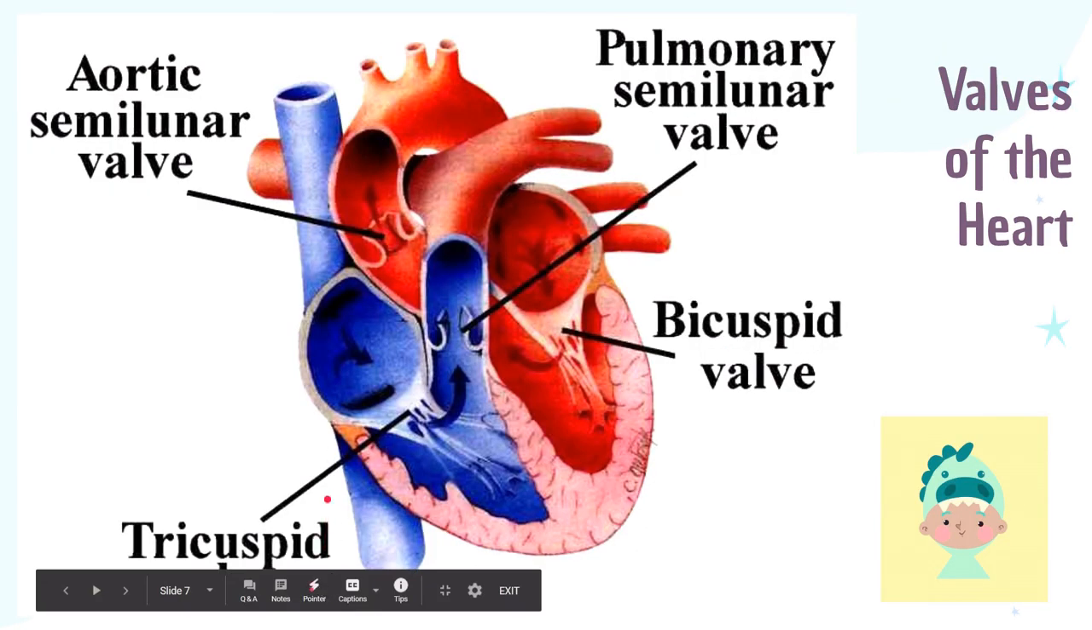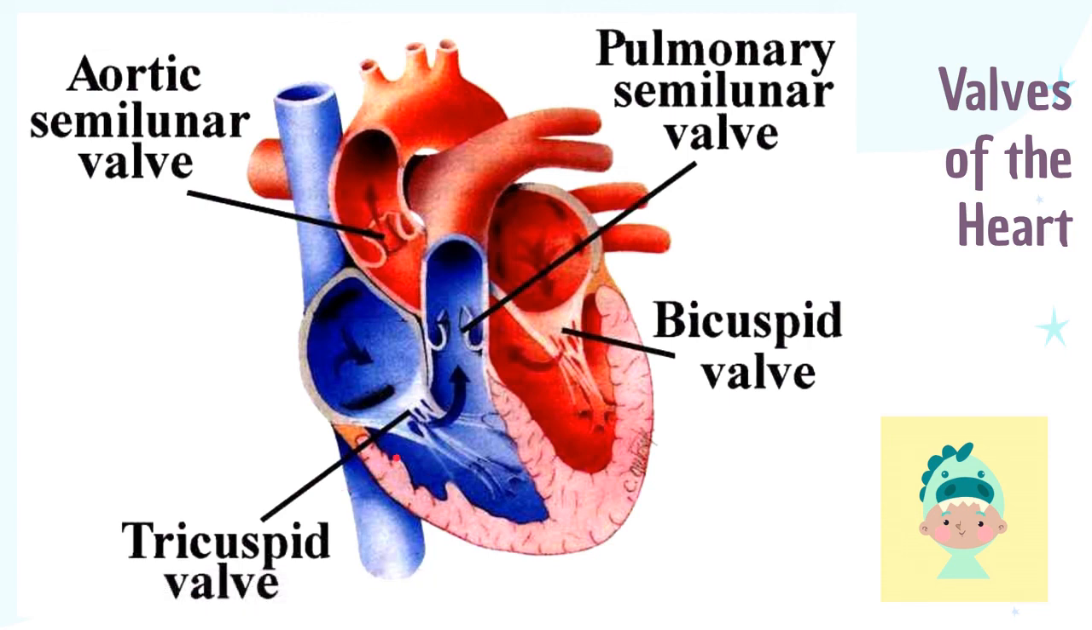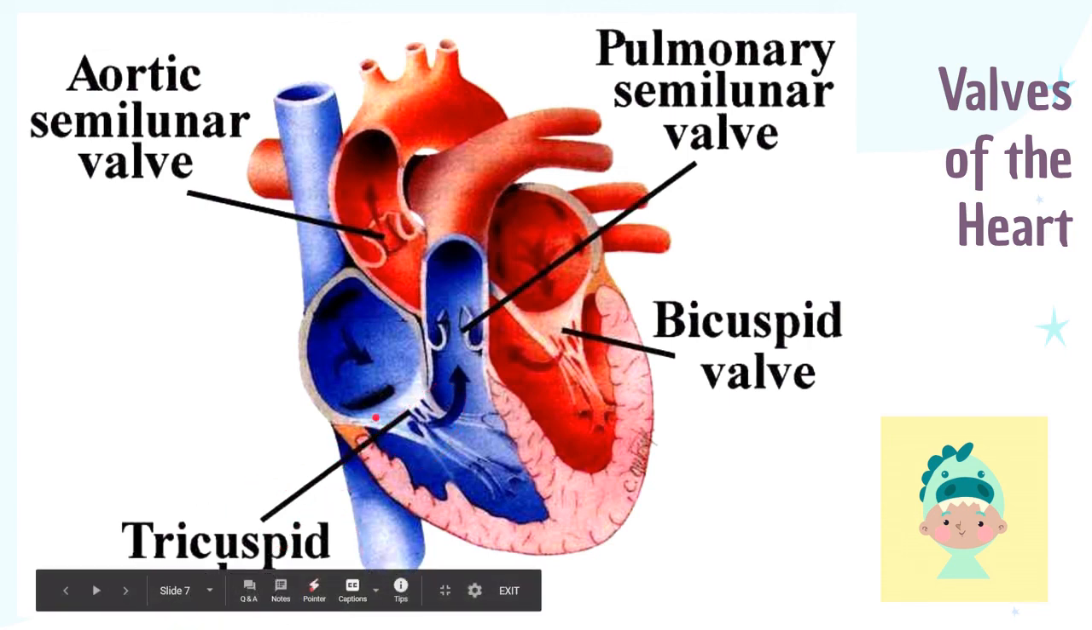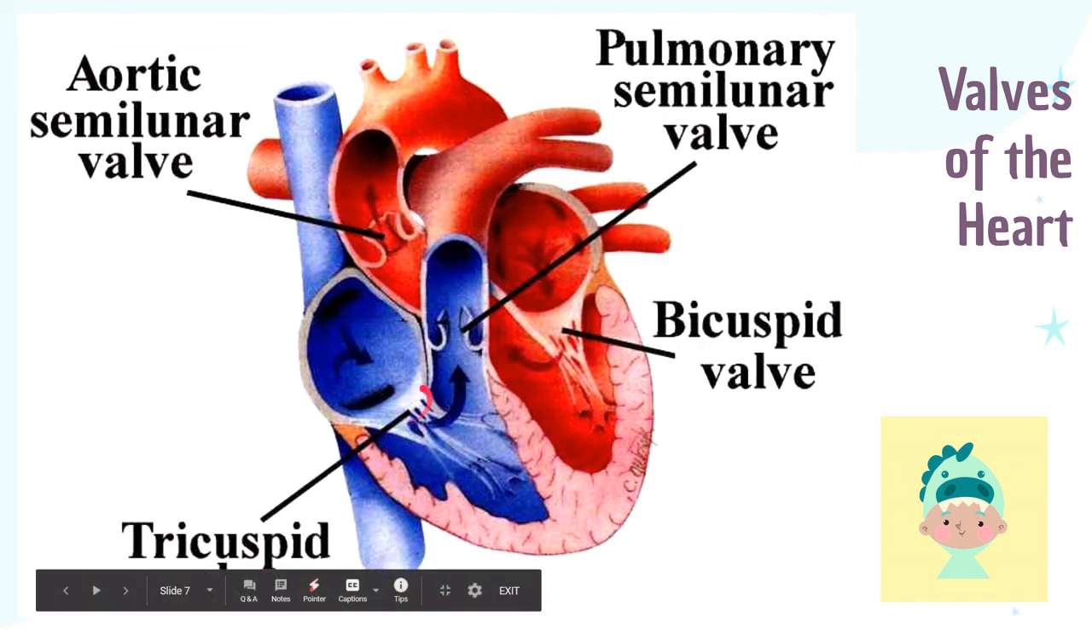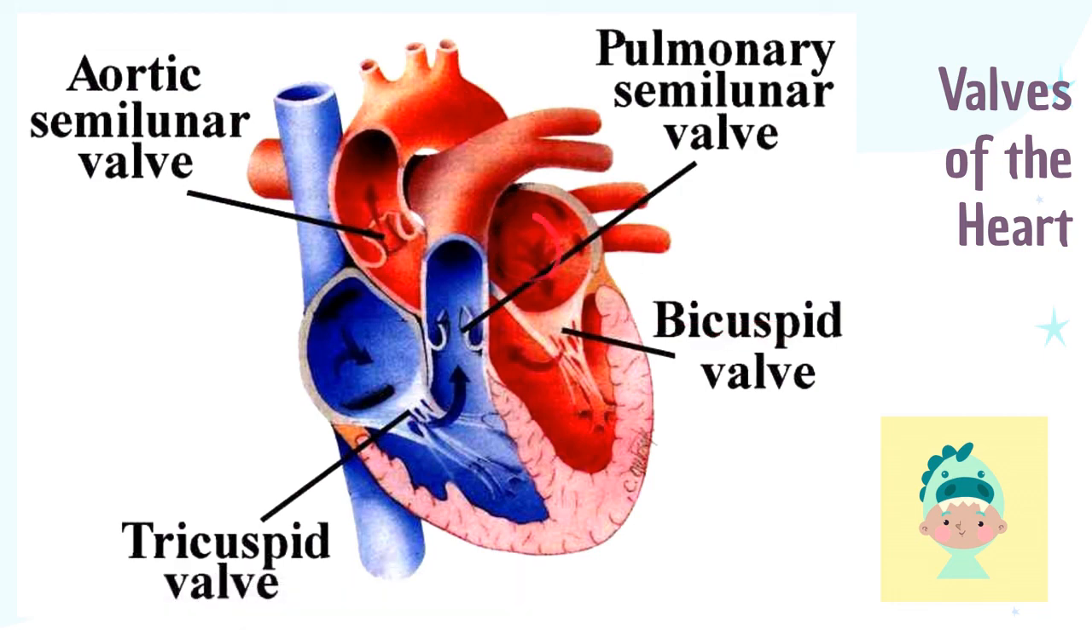So let's look at the valves of the heart. It has four major valves. The tricuspid valve, which separates the right atrium from the right ventricle. It's found here. Your bicuspid valve, which separates the left atrium from the left ventricle. It's found here. Your pulmonary semilunar valve, where the blood will pass through as it goes into the lungs. And the aortic semilunar valve, where the blood will pass through before it goes to the rest of the body.